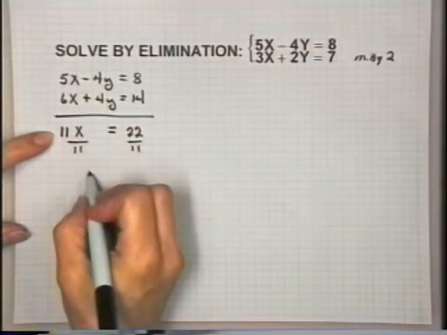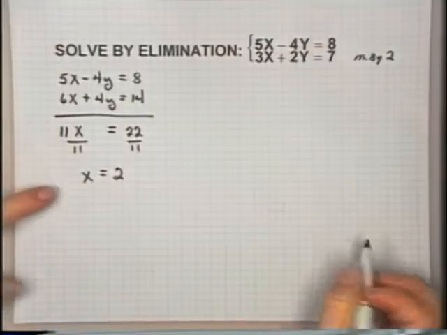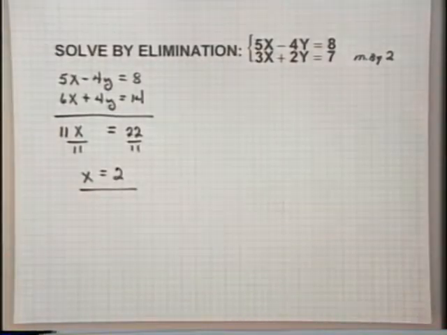So I get 1x over here. 22 divided by 11 is 2. So I have found one of my variables.